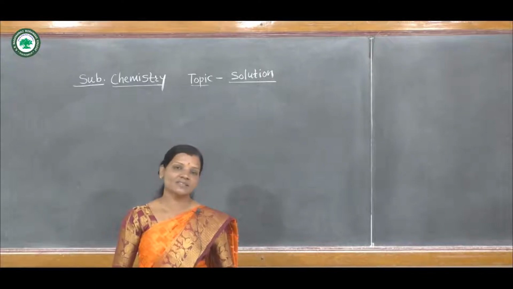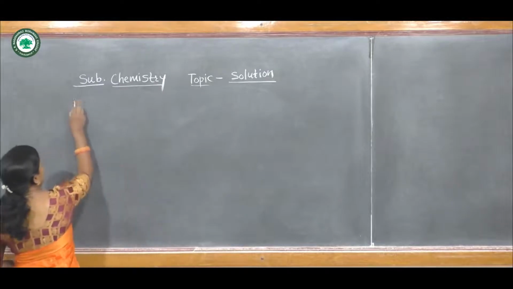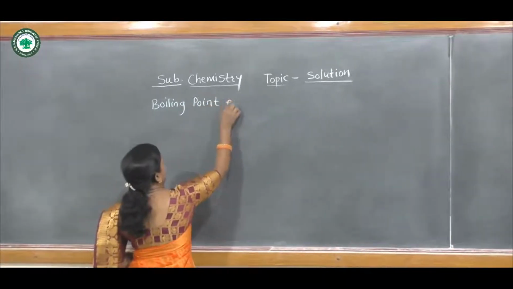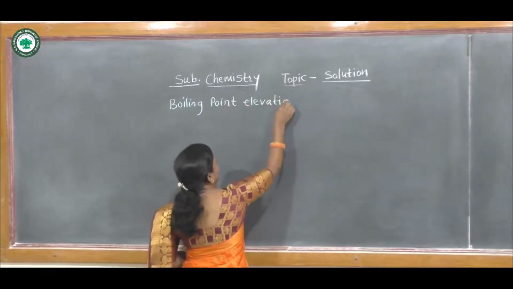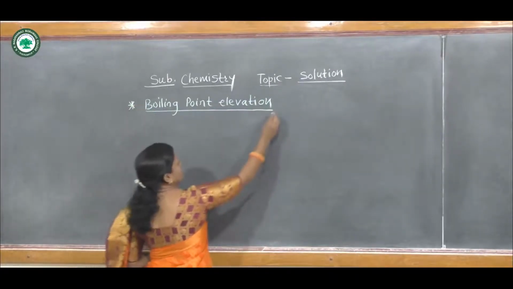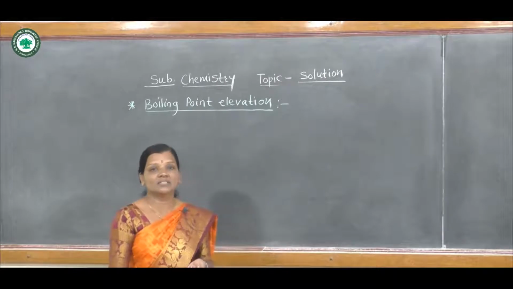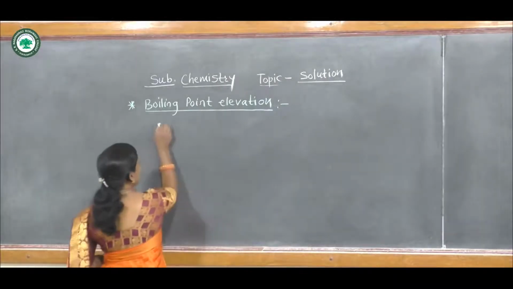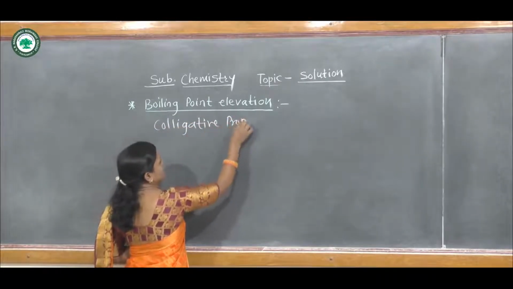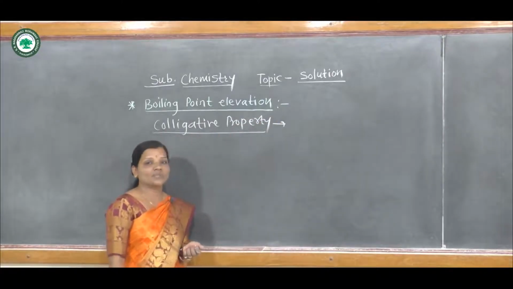Today we are going to see the concept of boiling point elevation from the topic solution. Now we know that boiling point elevation is a colligative property. Now we have seen what is meant by colligative properties.